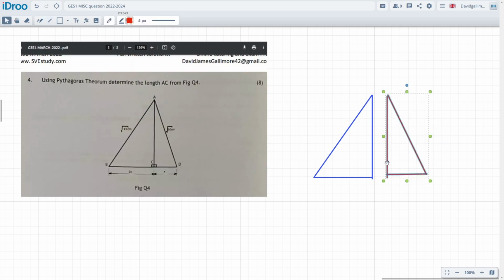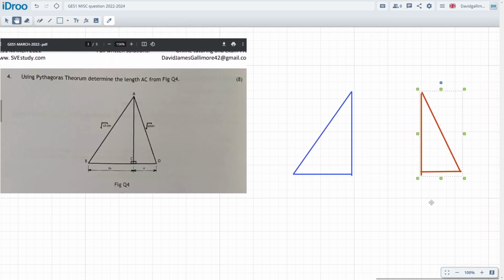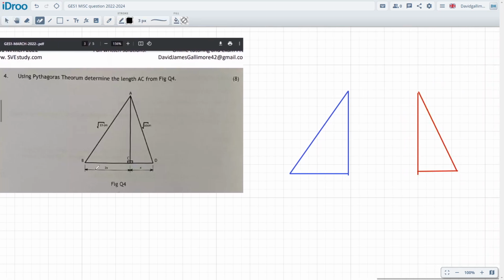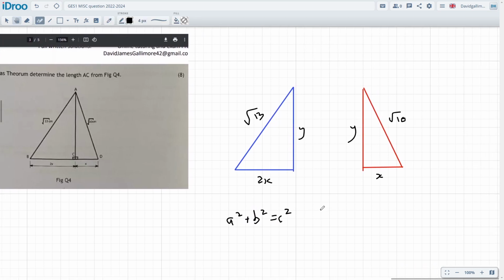And I'm going to split them apart so we can deal with them individually. And the base, they do actually say it's 2x on this first one over here. Okay, so this is going to be a 2x, and then this guy is just going to be an x. They say that this is root 13 centimeters, and this is root 10 centimeters. And then because they have this common side, I'm going to set both of these guys as y. And we're going to use Pythagoras' theorem. So obviously that's going to be a squared plus b squared is equal to c squared. I'm going to use it for both of them.